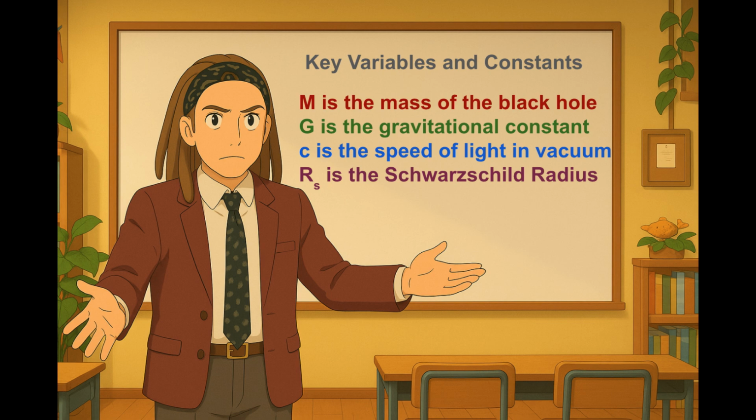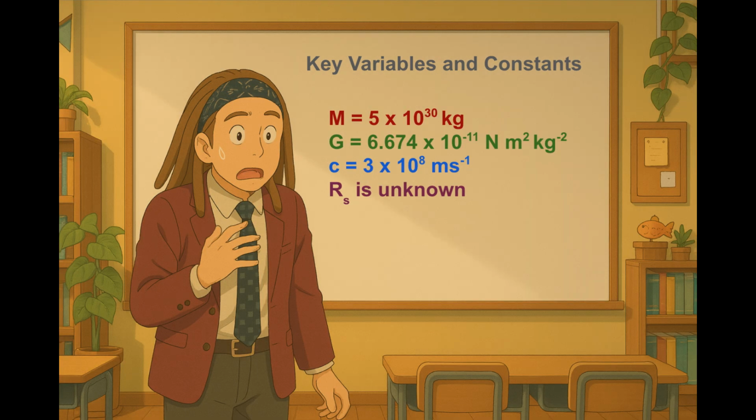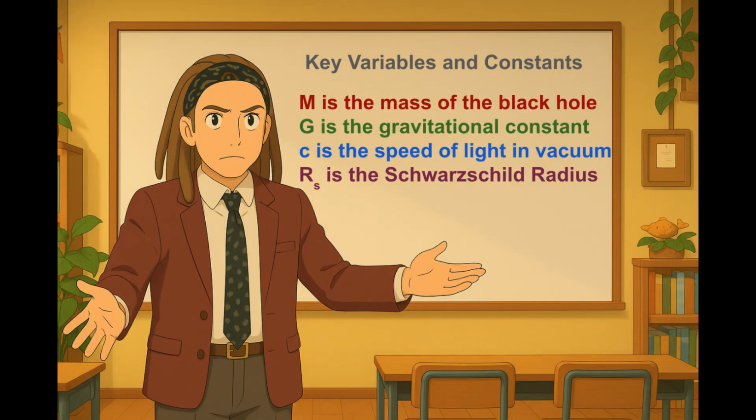We'll need the universal gravitational constant, G, which is approximately 6.674 times 10 to the negative 11 Newton meters squared per kilogram squared. This fundamental constant quantifies the strength of gravity.